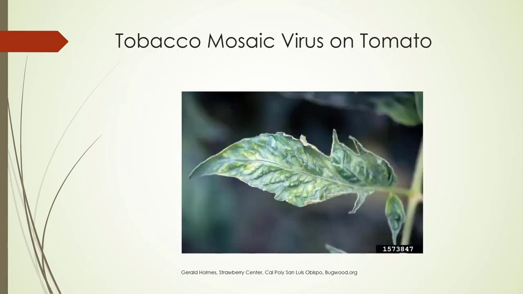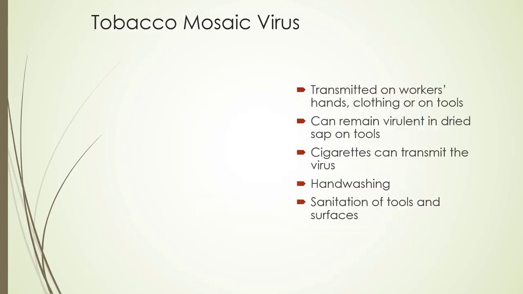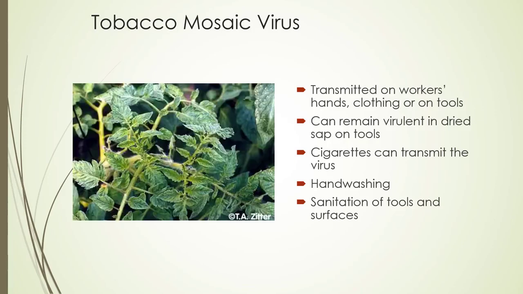Okay, so we've got tobacco mosaic virus on tomato. It's transmitted on workers' hands, clothing, or on tools. It can remain virulent in dried sap on tools. Cigarettes can transmit the virus. And this isn't when you're smoking. It can actually just be by holding the cigarettes. And if you've got cigarettes in your pocket, the clothing can be a transmitter of this virus. It's really key that you wash your hands often and you sanitize your tools and surfaces.